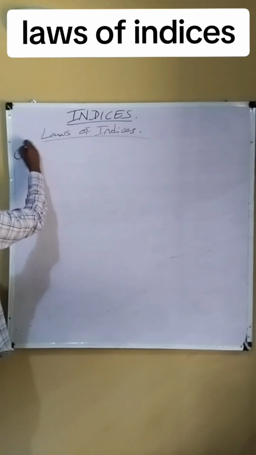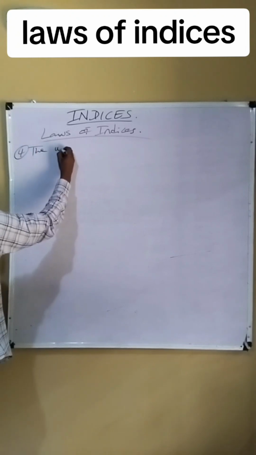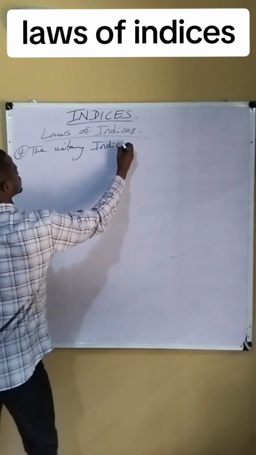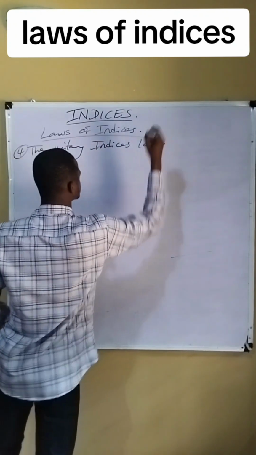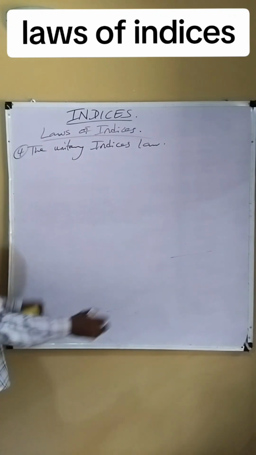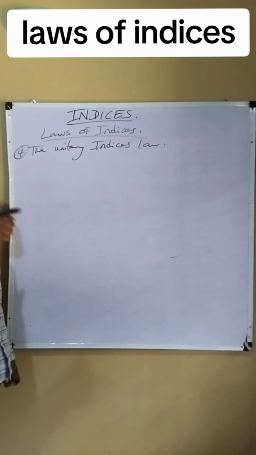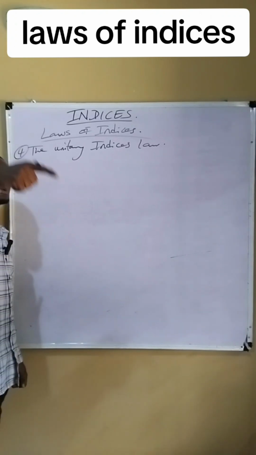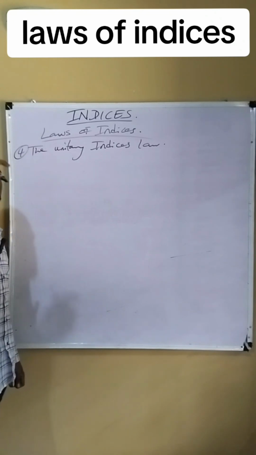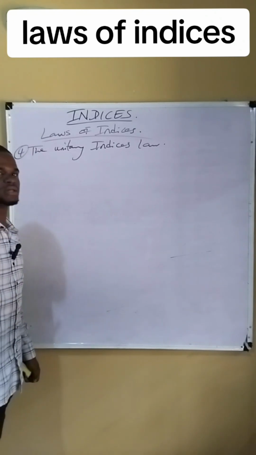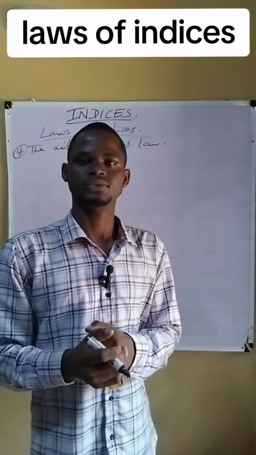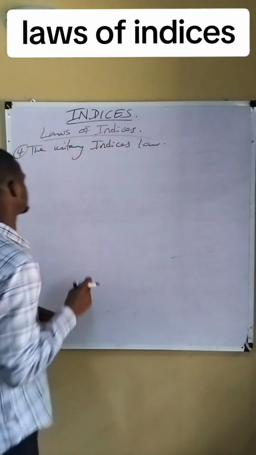We are in the fourth law, the unitary indices law. This law said that if the index of the base number is equal to 1, therefore the answer will become the base number. That means anything raised to the power of 1 is equal to that thing. That's what this law is all about.